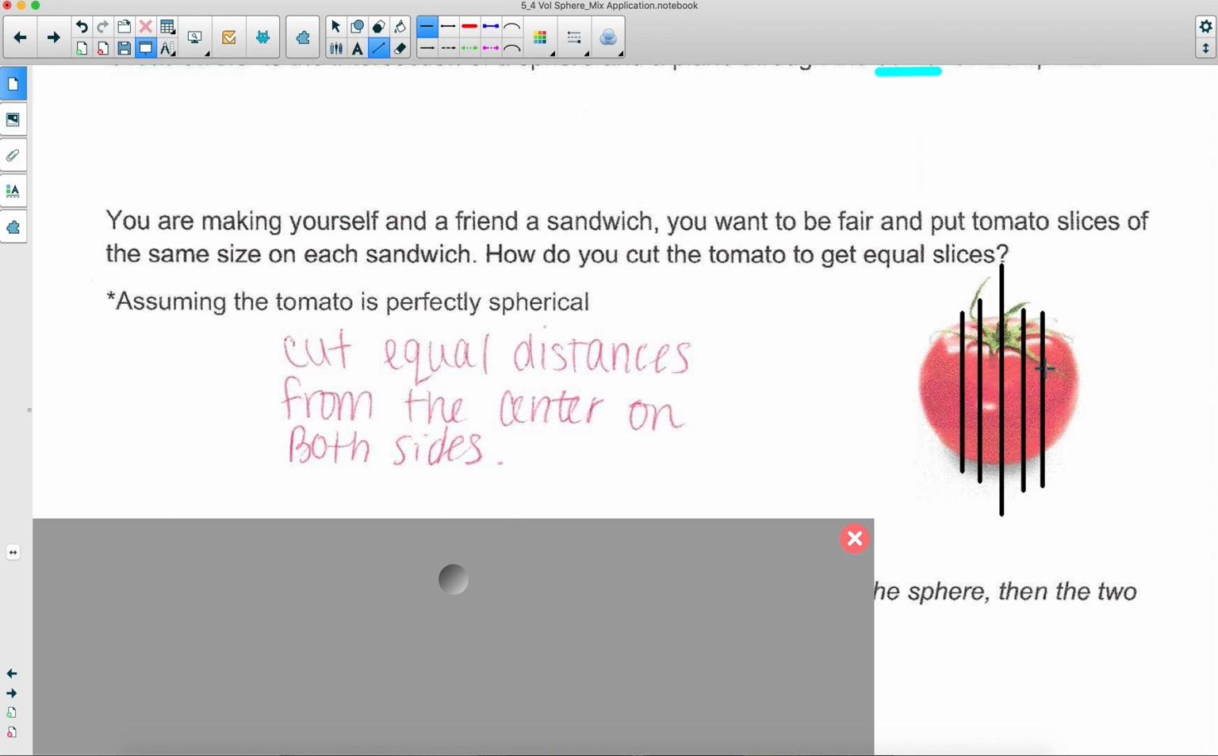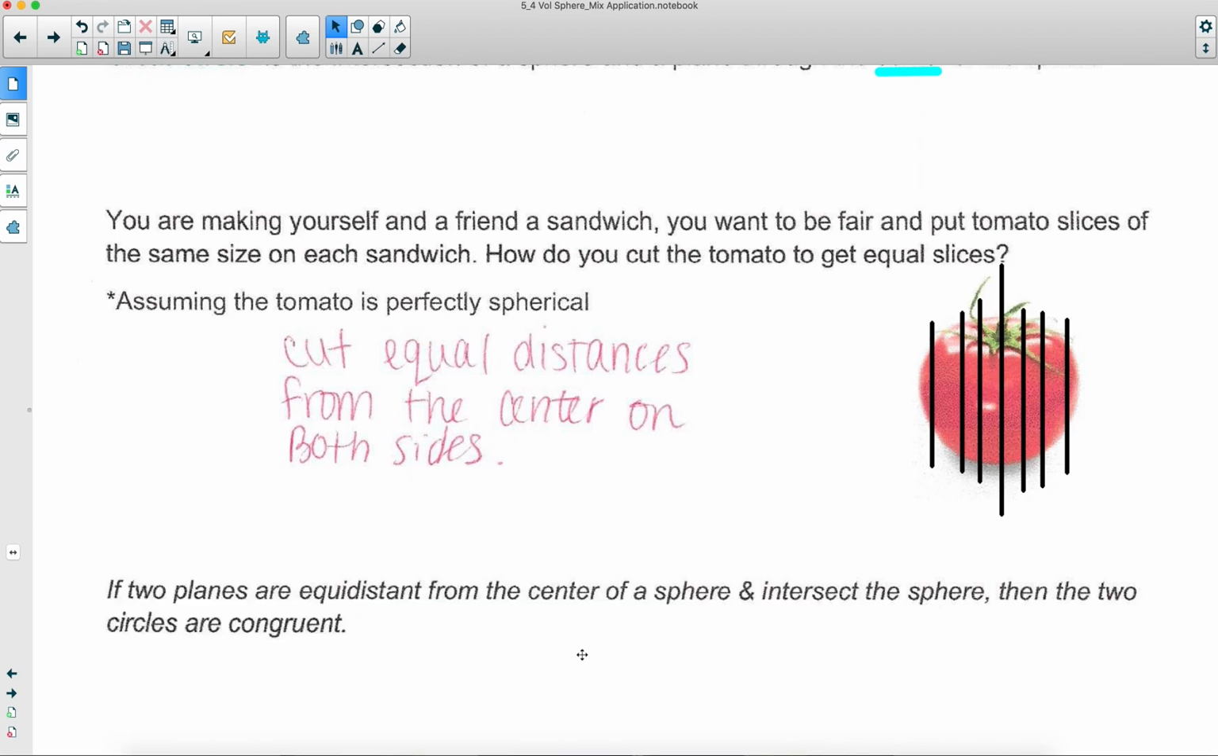So that's how you would get, think about like here, if I'm going to cut this thin slice, and this thin slice here, right now the slices on the end are approximately equal. So you could always bring real life into our class. So this brings us to this point here. If two planes, essentially two cuts, are equidistant from the center of a sphere, then the intersections of the sphere, the two circles, are congruent. So it's like your equal tomato slices.